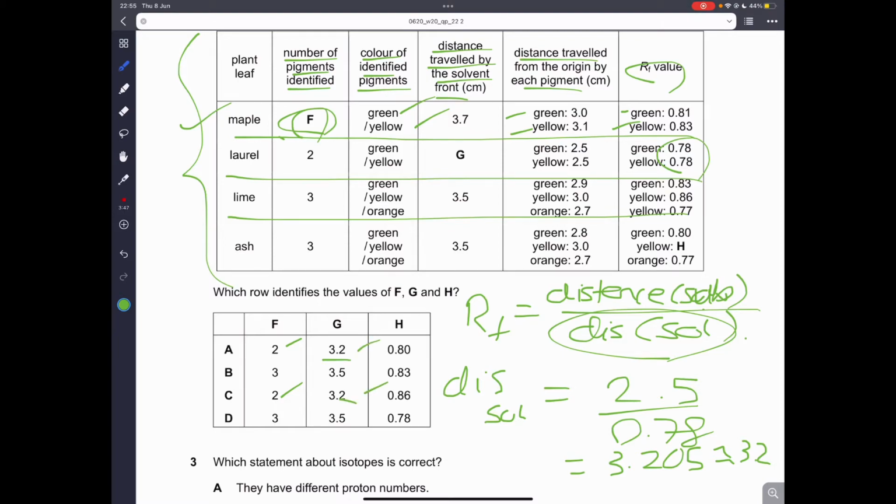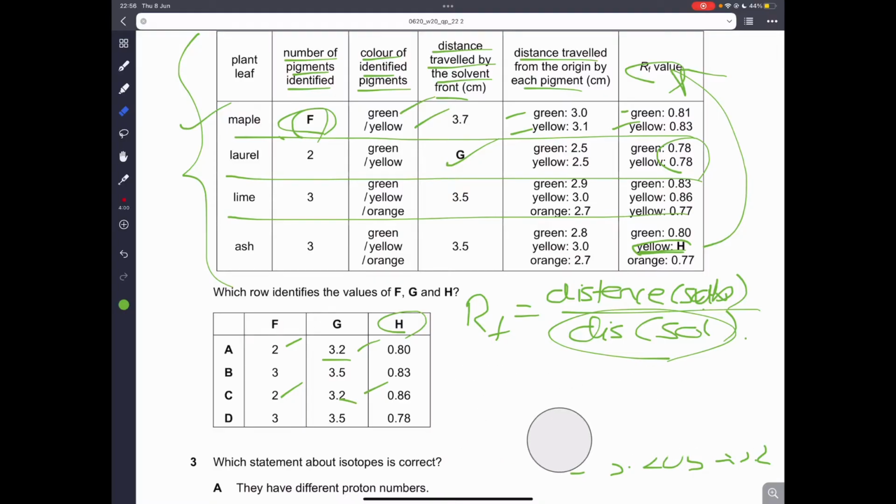Okay, we have to find H. H is here, under yellow, and is under the column of the RF value. So we have to find the RF value of this yellow pigment. We can find it using this formula again. RF value is equal to distance traveled by the substance over distance traveled by the solvent. So if we find the RF value, we can just substitute the numbers in.